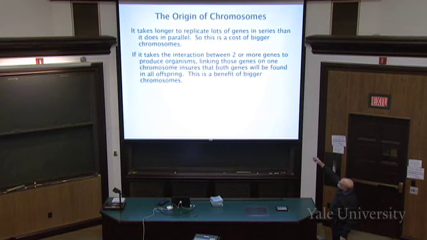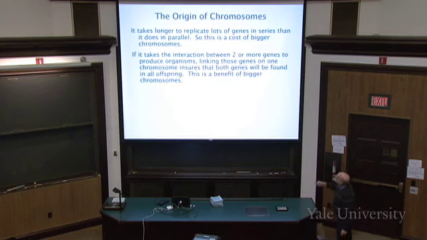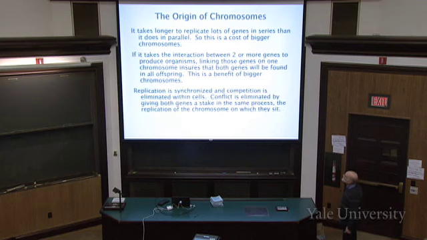And if it's taking an interaction between two or more genes to produce either an organism or a biochemical reaction system that has a certain ratio that is well balanced in terms of product, then linking the genes that are involved in that ensures that they'll both be found in all of the offspring, and that's a benefit of making a bigger chromosome. So there would be a tendency for the genome to agglutinate if this were the only thing going on, but this benefit is balanced by that cost, and I'm sure there are other things as well. I'm sure you can probably think of some.